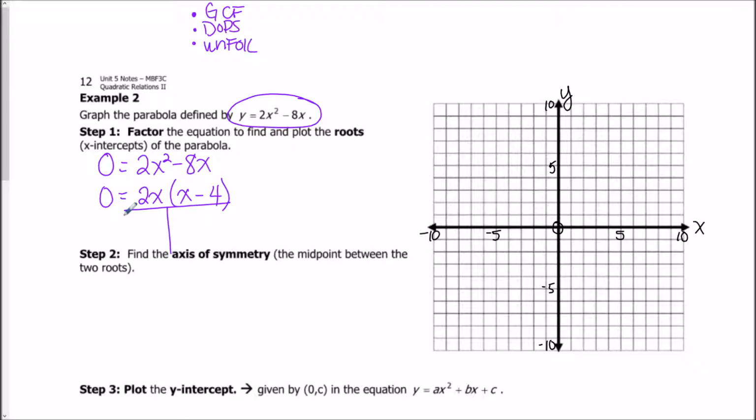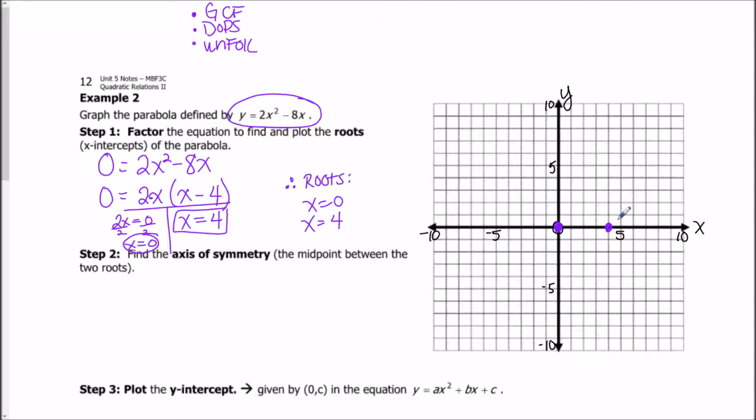If I set each part equal to 0, this is saying 2x equals 0. Divide both sides by 2, so I get x equals 0. And here we can just do the opposite sign and x equals 4. We can't do the opposite sign for the 2x because it's multiplication, so we divide by 2. So that means my two roots are x equals 0 and x equals 4. At 0 we have a root, and at 4 we have a root.